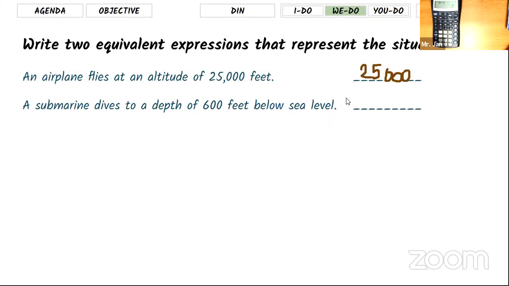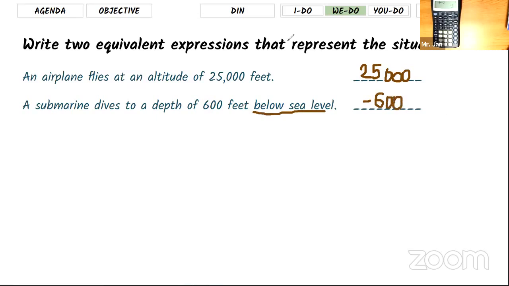The second thing is a submarine dives to a depth of 600 feet below sea level. What do you think the number would be? Positive 600 or negative 600? Negative. Do you know why? Because it's below sea level. Yes, it's because it's below sea level. So everything below sea level will count as negative in real life.